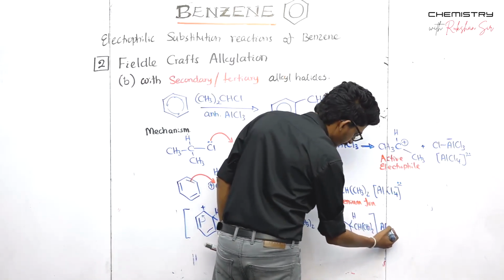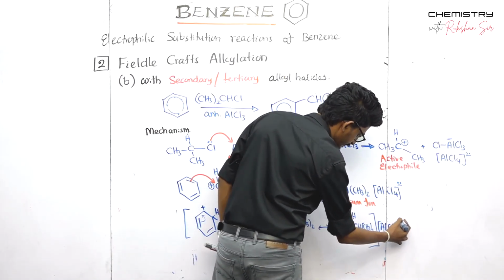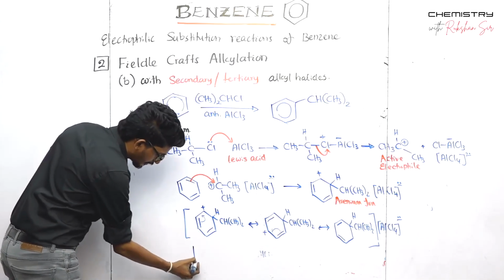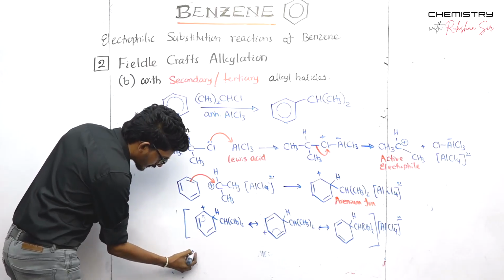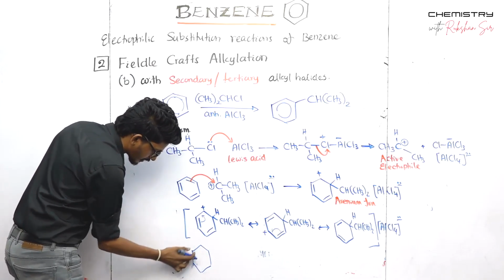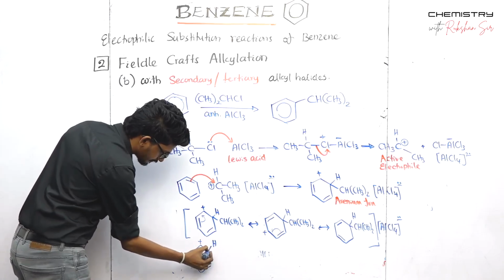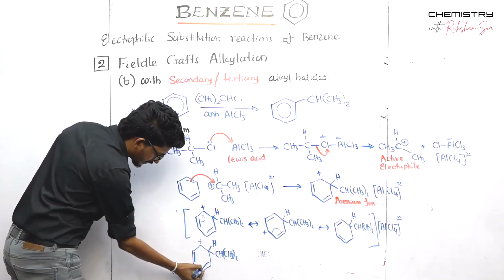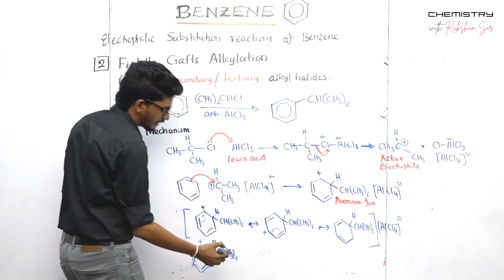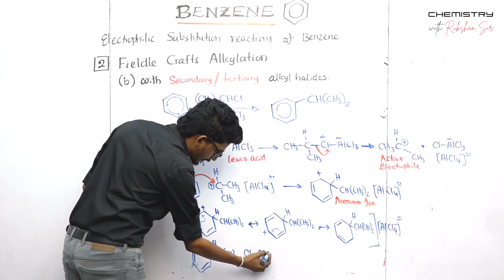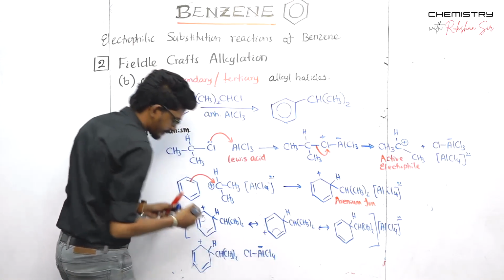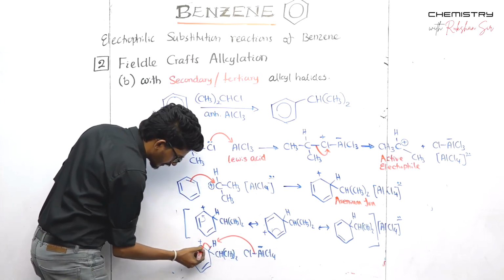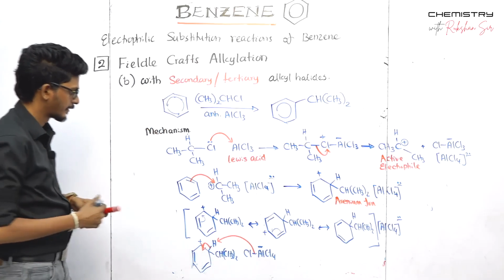And the AlCl4 minus. Finally, the regeneration of the catalyst with the product. Right, you have this thing. Then the AlCl4 minus attacks the hydrogen like this, and hydrogen leaves this bond to form the major product, right?